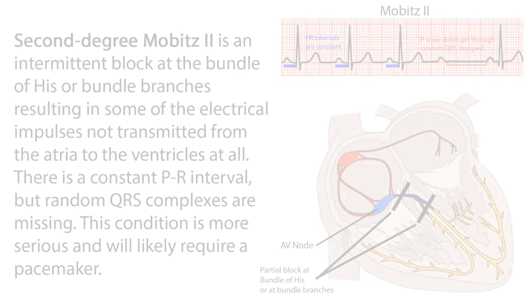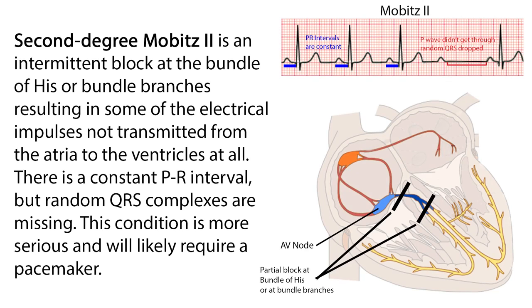Second degree Mobitz II is an intermittent block at the bundle of His or bundle branches, resulting in some of the electrical impulses not transmitted from the atria to the ventricles at all. There is a constant PR interval, but random QRS complexes are missing. This condition is more serious and will likely require a pacemaker.